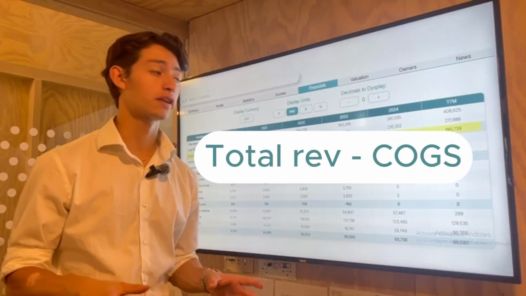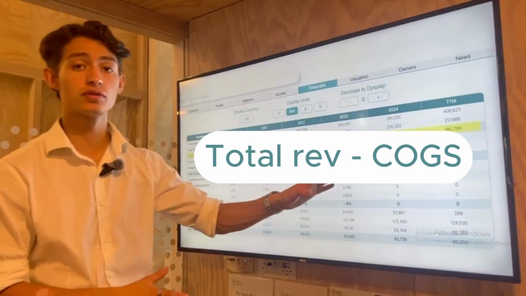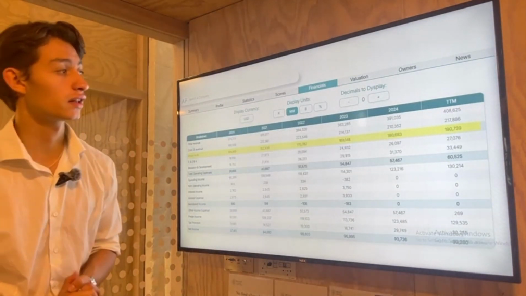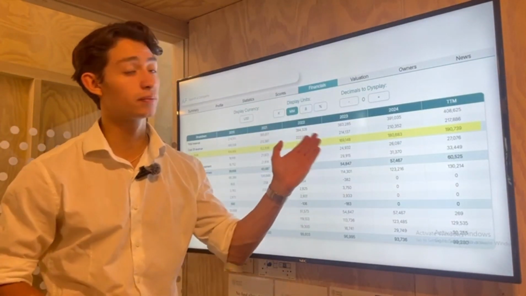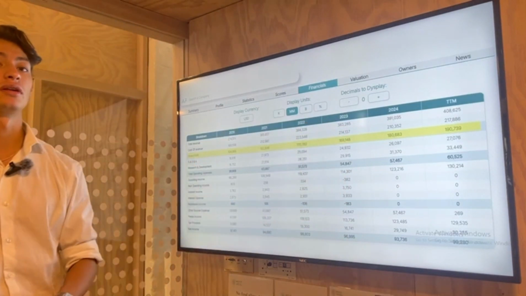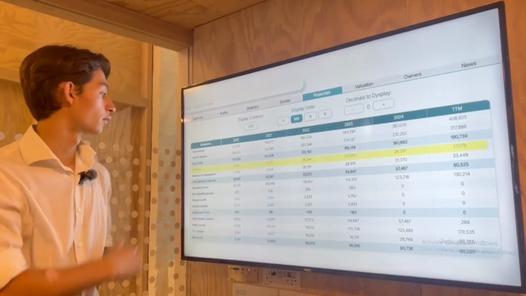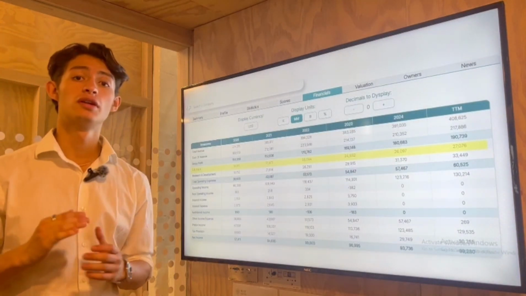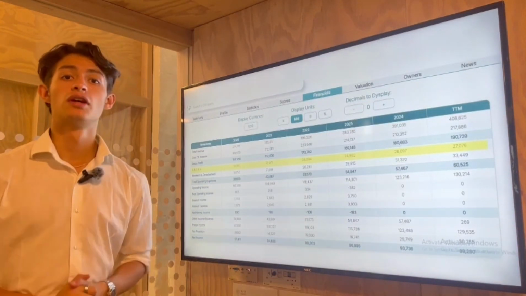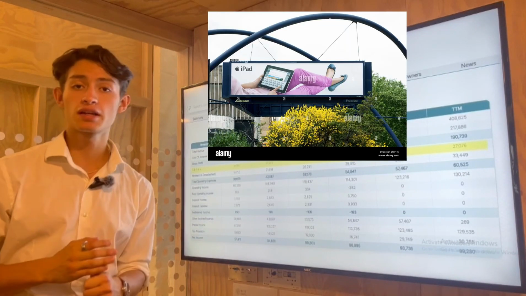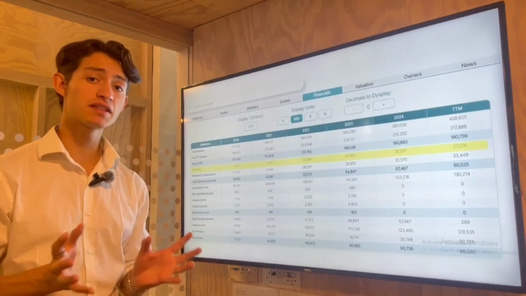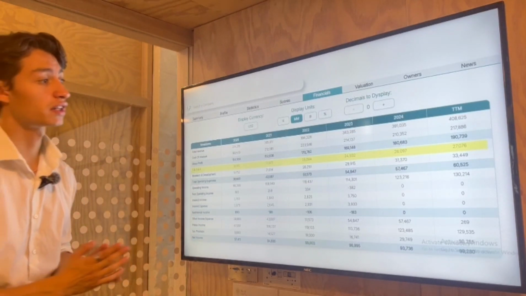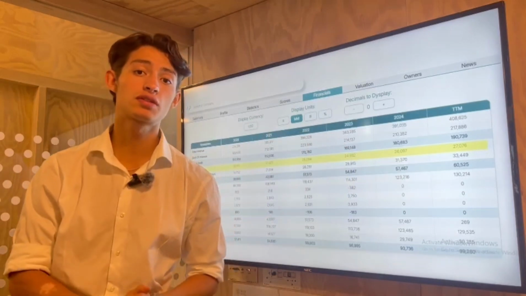Once you subtract the cost of goods sold from the total revenue, you will get what is known as gross profit. In this case, we can see that Apple in 2024 made a gross profit of $180 billion. Once we have our gross profit, the third line in the income statement is going to be SG&A. This is short for selling, general and administrative costs. These are the costs that involve marketing, wages, and basically all the expenses that are related to the selling of your product. In this case, we can see that Apple spent $26 billion in 2024.